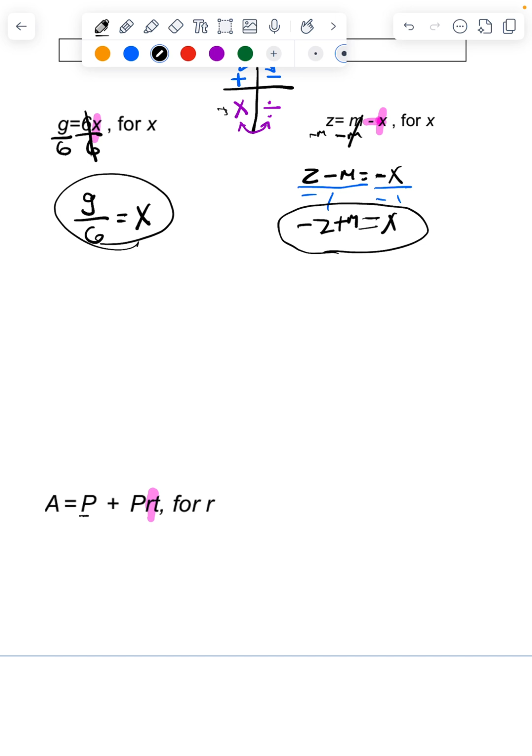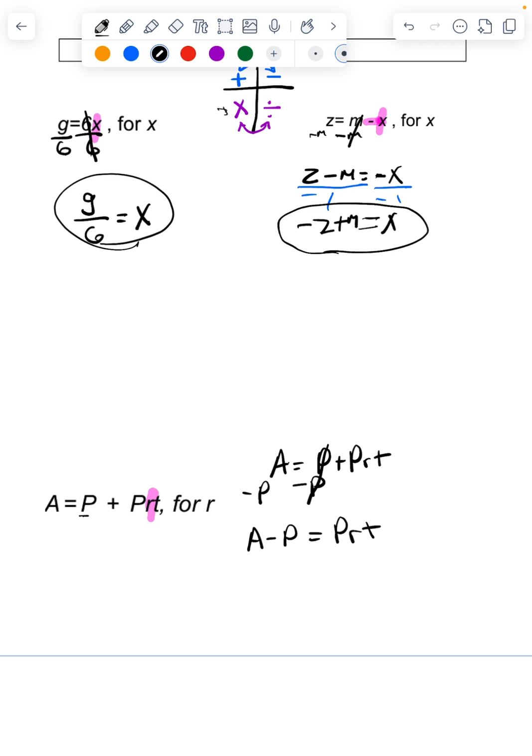Now, if you notice, this is a positive p, okay? And I'm going to rewrite it over here. So a equals p plus p times r times t, okay? And I'm going to minus the p and then minus p here. So p minus p gives me a 0. Now keep this in order, okay? Don't put negative p plus a. It becomes a minus p equals p times r times t.